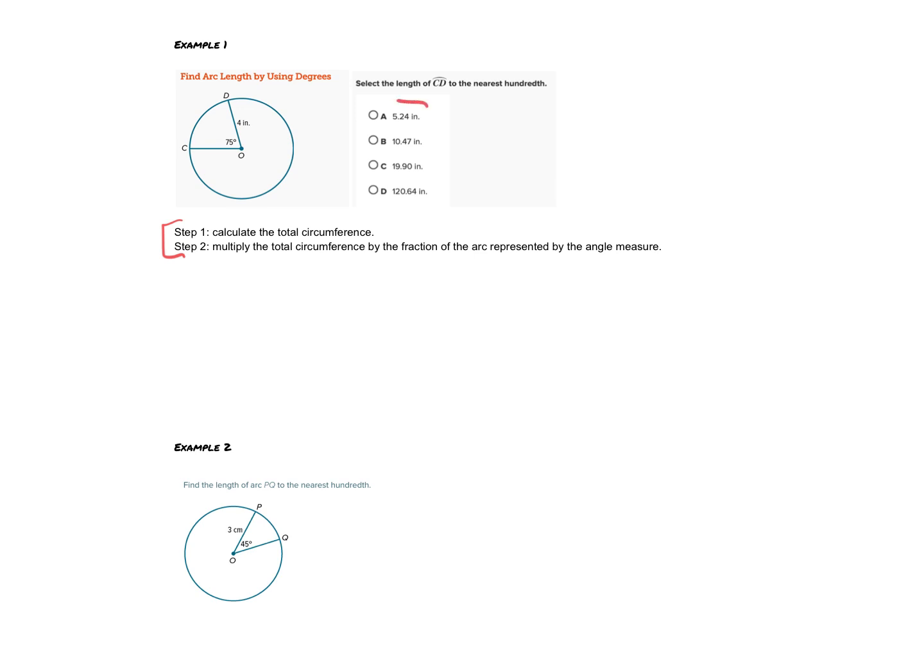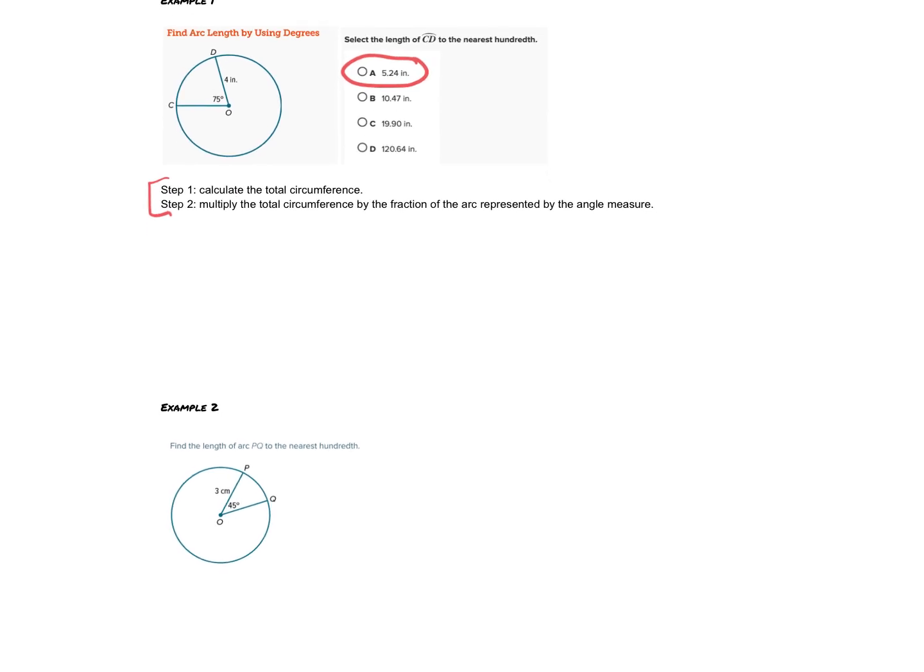Okay, for this first problem, you should have gotten a 5.24. And for example B, you should have gotten 2.36, or 2.4 if you only rounded to 1 decimal point. If you got both of these correct, go ahead and move on to the next. If you didn't get these correct, I will go ahead and go through these with you.